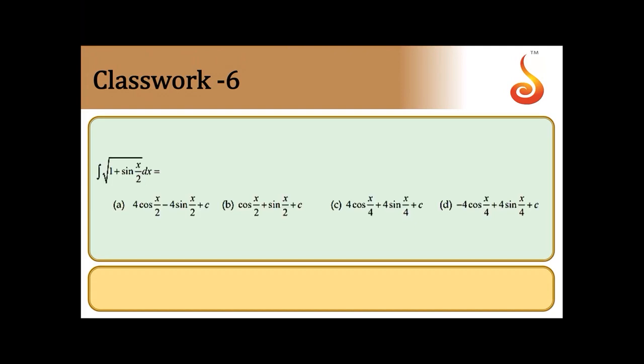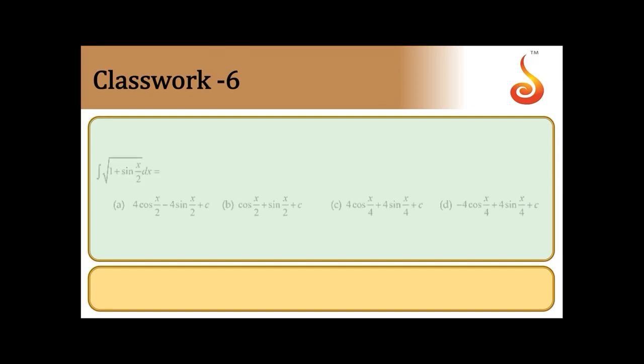Root of 1 plus sine x by 2, which can be written using the half angle formula. Of course, this is nothing but sine x by 4 plus cos x by 4, whole square. When you find the integration, you get a minus sign. I hope the answer is D.